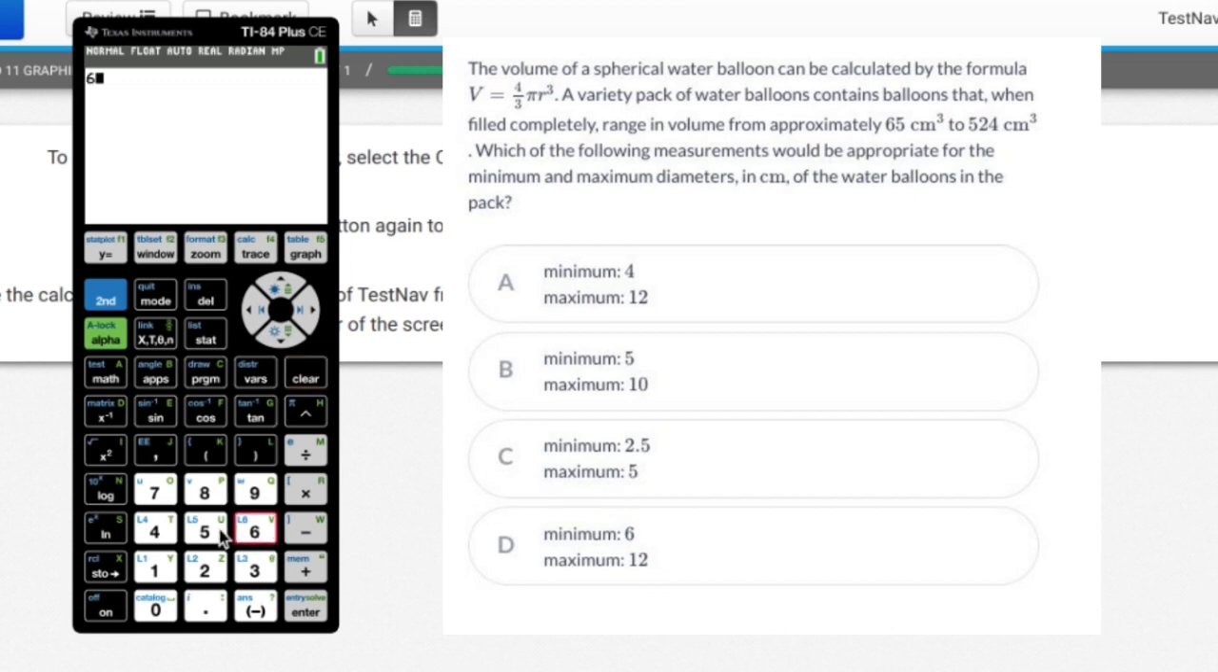If V is 65, in order to get r cubed by itself, I have to divide out 4/3 pi. When I do that, I'm going to use more parentheses than may be necessary. That double parentheses seems off-putting, but trust me, more parentheses is useful. I don't want to make the calculator believe that pi lives in the numerator. That's the number I get. Now, r cubed equals that.